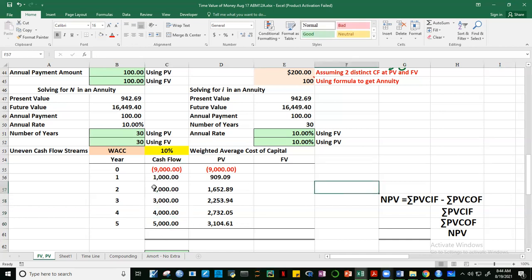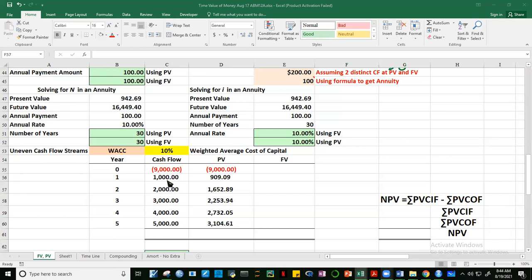Diba diniscuss natin to dati? I asked you, will you go for this investment? And then some of you said no, some of you said yes. But during that time, hindi pa natin alam yung concept ng time value of money. We were missing the point, no?